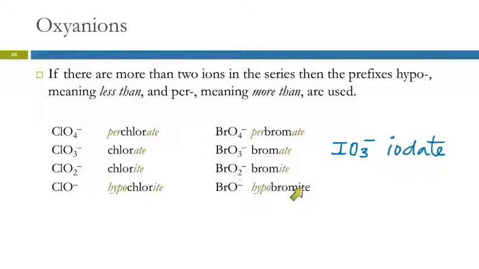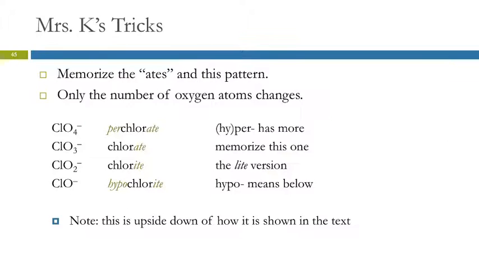You won't see the names and formulas for the bromine ions on the list, and you won't see the series for iodine, but they exist and they're named exactly the same way. You just substitute in the different element. Okay.